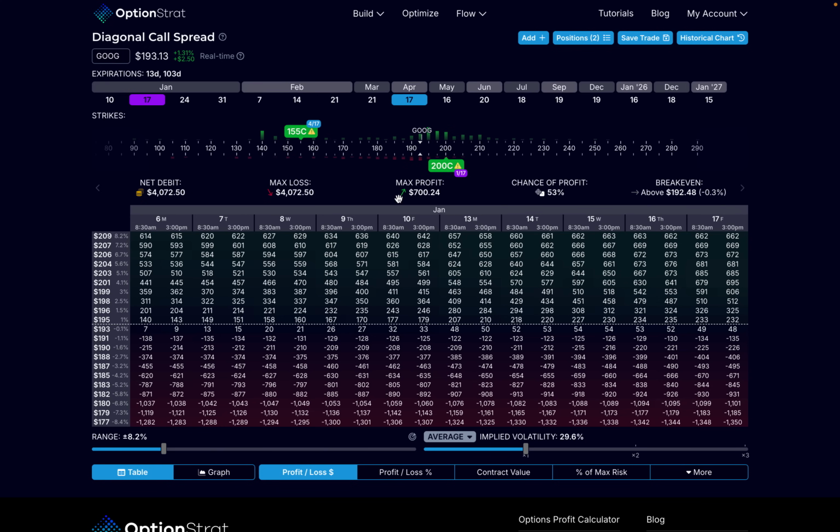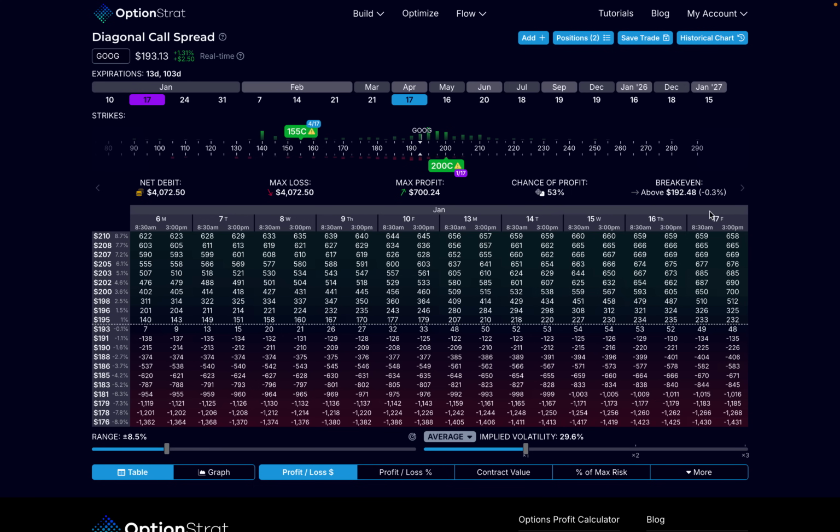Then we can see our max profit here. Again, this will happen if at expiration the stock is at the strike of the call we sold. So in this case, at $200 at expiration, our max profit would be $700 for this example. If you have the premium version of OptionStrat, we can see our chance of profit there for this example, 53% according to OptionStrat. And we can see our break even here as well.